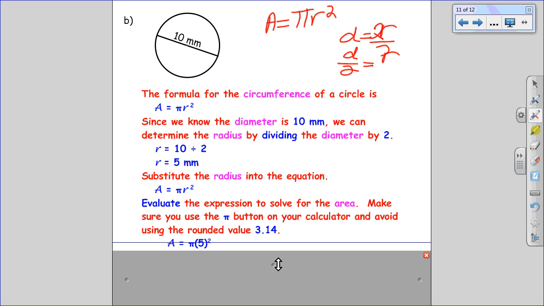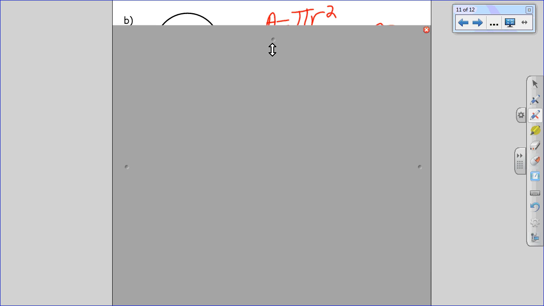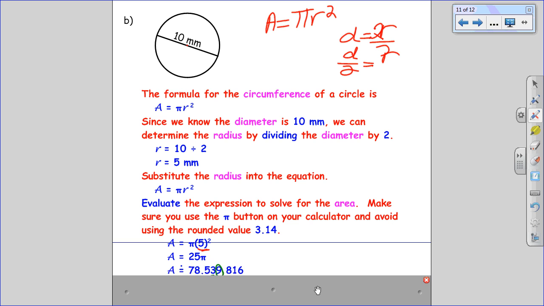And again, we have to use that lovely pi button. BEDMAS tells me do exponents first, so 5 squared is... sorry, what am I saying? 5 squared is 25. And then I have to multiply by the pi button.